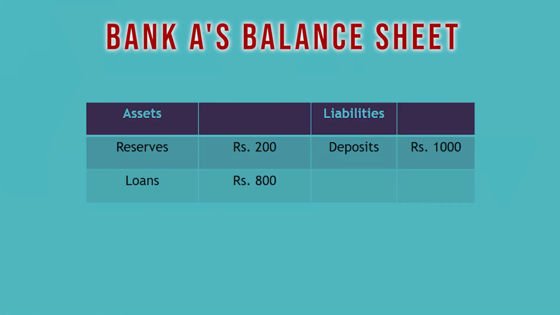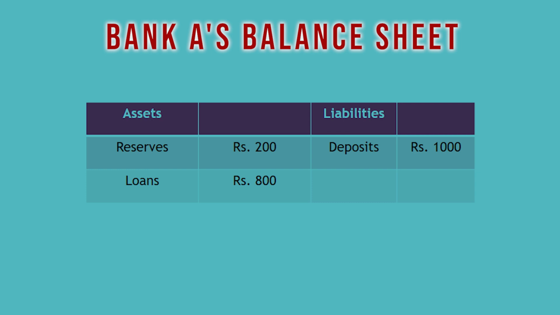Now, as you can see in the next slide, we have shown here the balance sheet of Bank A. There are basically two columns. One is that of the assets and the other is liabilities. So here, since 20% is the reserve deposit ratio, the reserves that are kept here is 200, because 1,000 rupees was the initial deposit. The liabilities, under liabilities is deposits, which is 1,000 rupees.